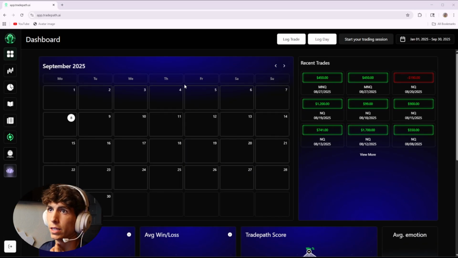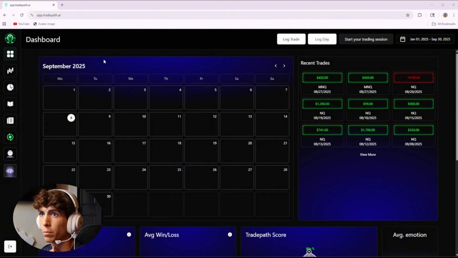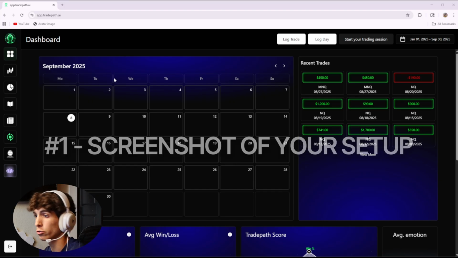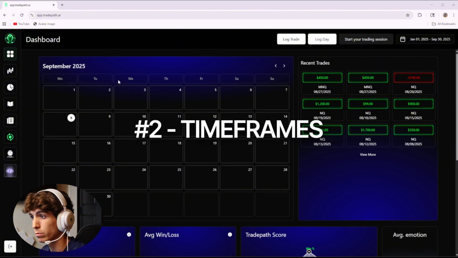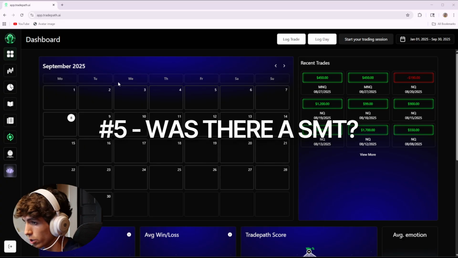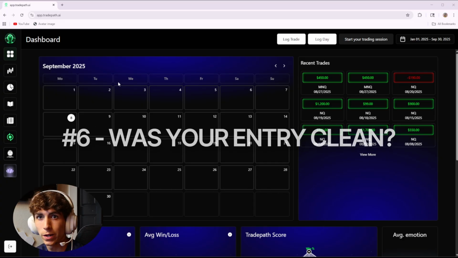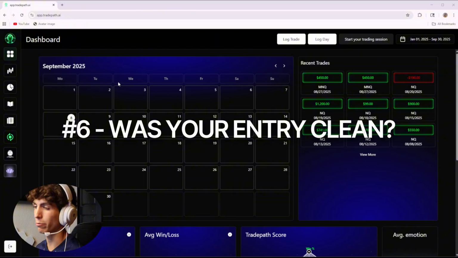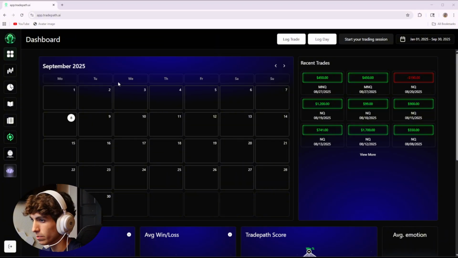So I have my journaling software up. I use TradePath AI. I think Justin Werlin made it. And these are the 12 checklist items that you need. You need to have a screenshot of your setup. You need to have the time frames. Was there a change in the state of delivery present? Was there a clean fair value gap? Was there an SMT confirmed? You need to make sure your entry is completely clean before you start anything.